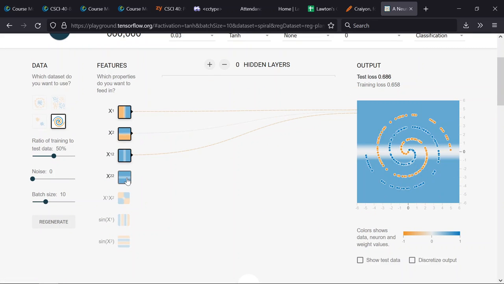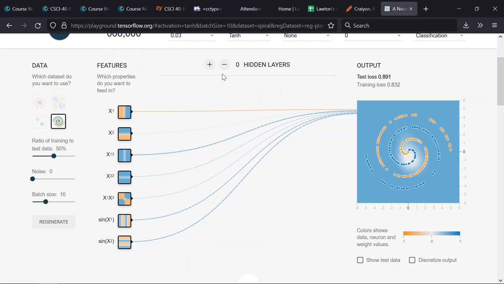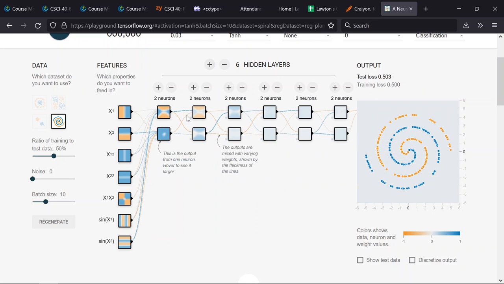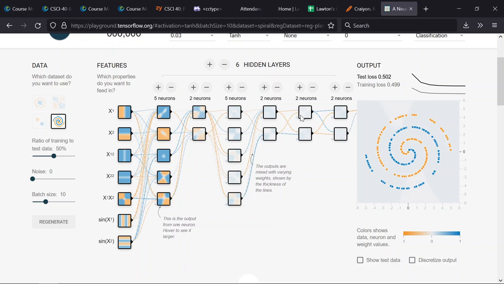So yeah, this spiral doesn't have any good mathematical formula that involves these inputs, so you just have to overfit. The real answer is just use a ton of these things. I don't know, something like that. It would eventually figure it out.